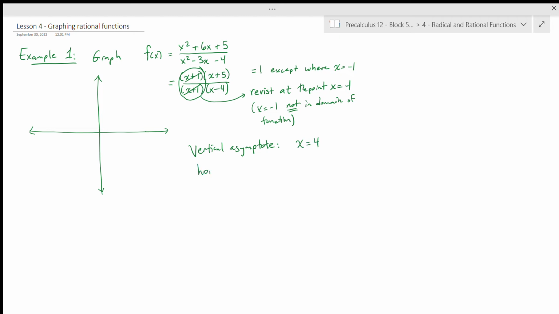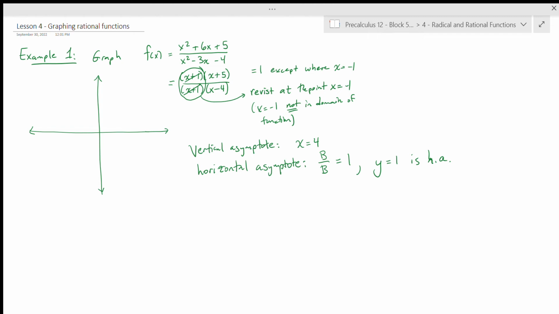Horizontal asymptote: well, I have x plus 5 over x minus 4, so that's going to be a big number over a big number, which equals 1. Or you can use the rule from the book where you divide the coefficients of the highest degree terms if they're the same. So y equals 1 is our horizontal asymptote.